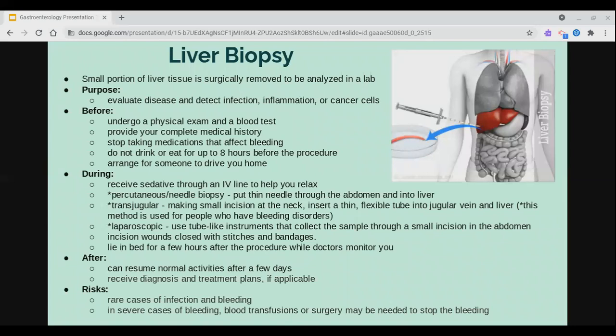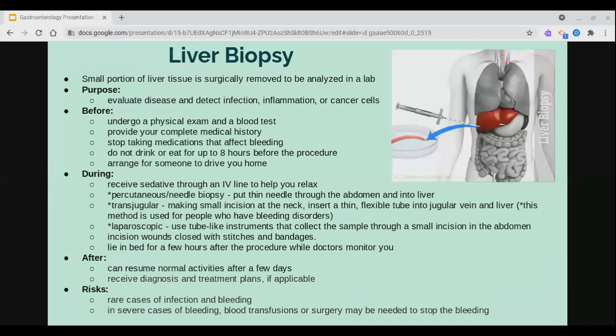So before we get into the liver biopsy, the liver is an important organ that helps the body digest foods. It also removes contaminants from the blood, fights infections, and stores important nutrients. So in a liver biopsy, a small portion of liver tissue is surgically removed to be analyzed in a lab. And the purpose of a liver biopsy is to evaluate diseases and detect infection, inflammation, or cancer. Liver biopsies are usually needed when patients feel abdominal pain, have problems with the digestive system, or experience symptoms that suggest liver damage.